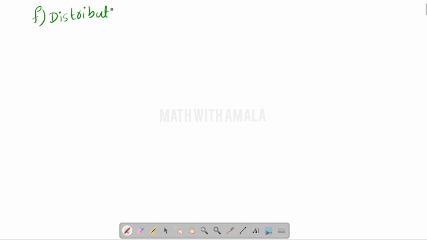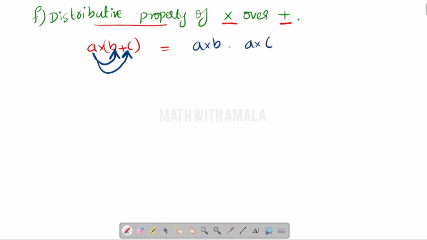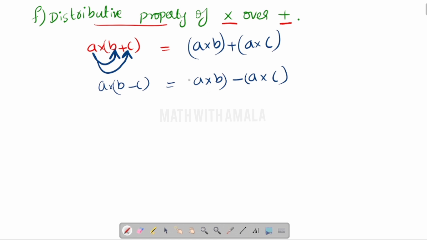Next one, F part is distributive property. As the name indicates, this is just distribution. This is just distributing multiplication over addition. Let us take three numbers again, A, B and C. They are integers again, and we are giving it like A into B plus C. Multiplication is distributed: A is multiplied with B and A is multiplied with C, and then they are added. A into B minus C also will give the same result with a negative at the center: A into B minus A into C.